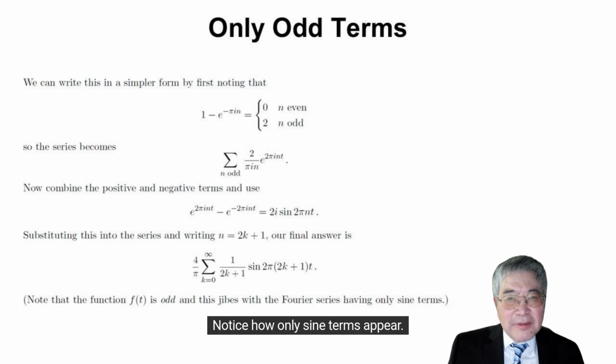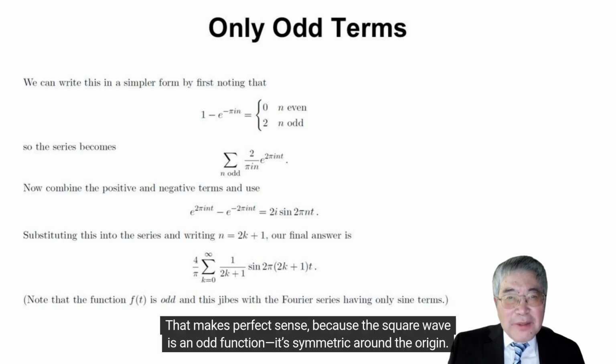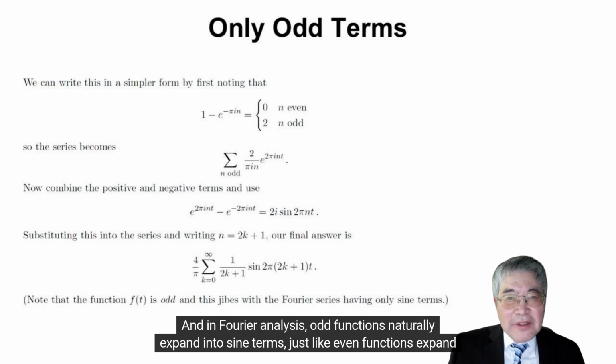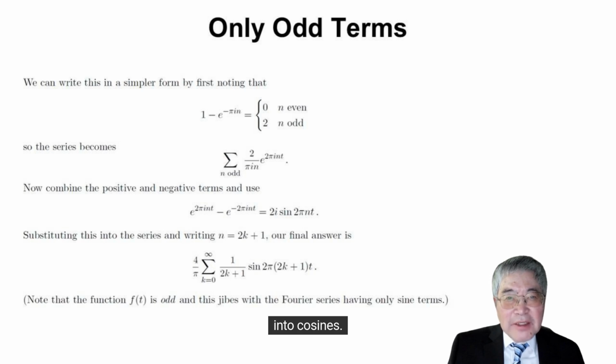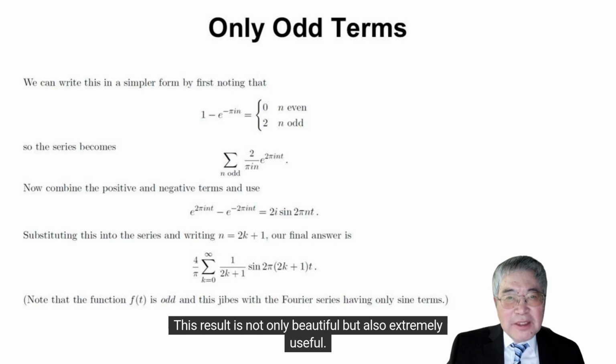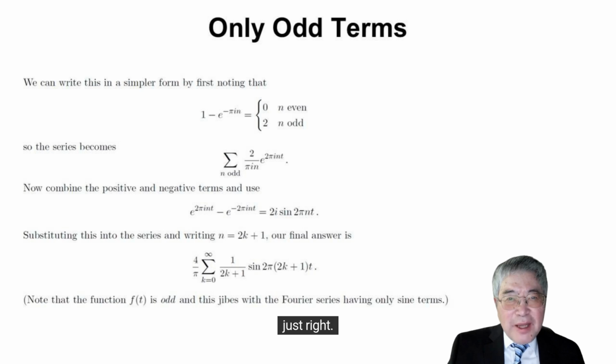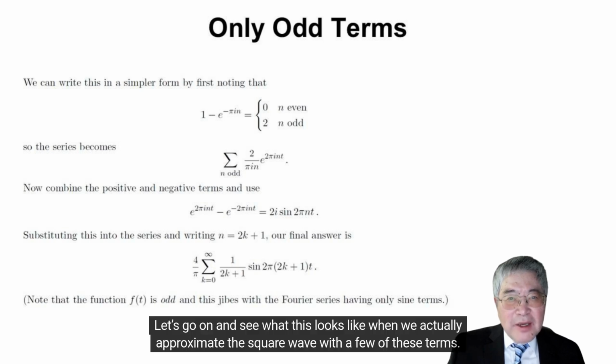Notice how only sine terms appear. That makes perfect sense because the square wave is an odd function. It's symmetric around the origin. And in Fourier analysis, odd functions naturally expand into sine terms, just like even functions expand into cosines. This result is not only beautiful, but also extremely useful. It tells us exactly how to build a square wave by layering together the right sine waves, each scaled just right. Let's go on and see what this looks like when we actually approximate the square wave with a few of these terms.